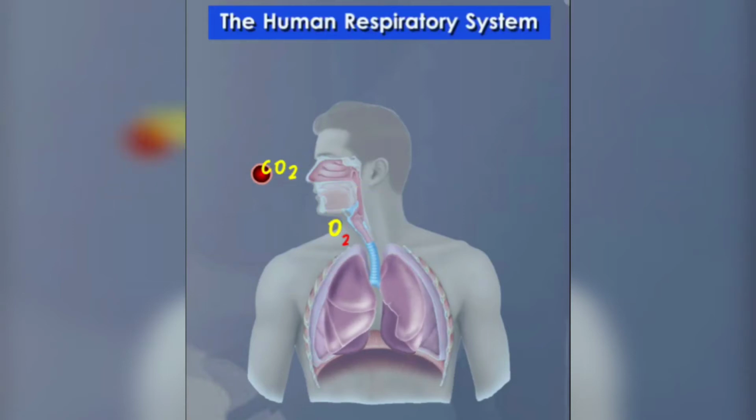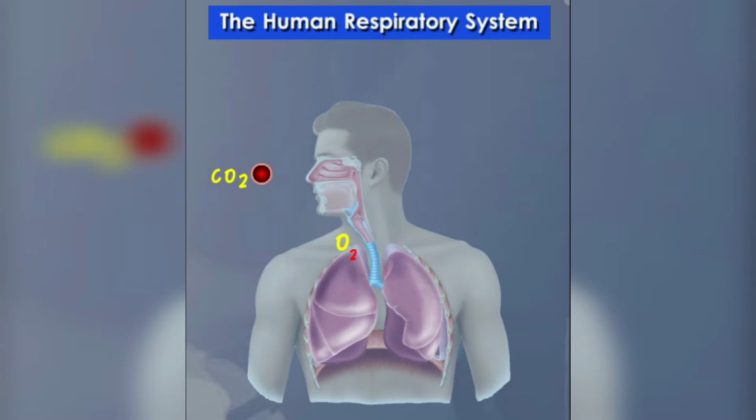Greetings to all. Today we are going to study one more important topic of biology, that is the human respiratory system. So we know that respiration is the process of using oxygen to break down food to release energy, carbon dioxide and water.